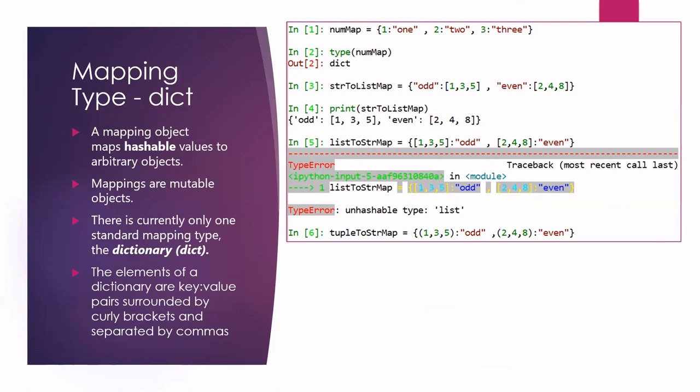So we just have to have key value pairs separated by commas. Now the separator between the key and the value is a colon. And that's how we distinguish between a set and a dictionary, because both of them have the same curly brackets. But what's inside? If you have key value pairs separated by commas, then you have a dictionary. If you have single elements separated by commas, then it's a set.